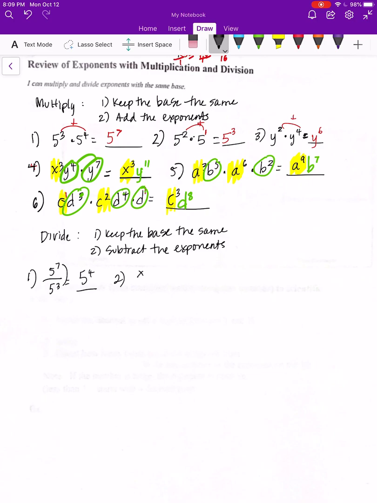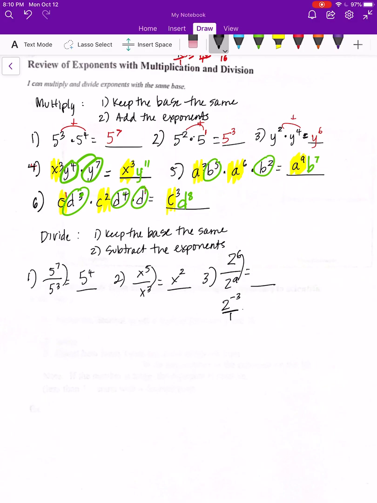Number 2. X to the 5th over x to the 3rd. Keep the base the same. 5 minus 3 is 2. You could have numbers: 2 to the 6th over 2 to the 9th. Uh-oh. That's where we have a little bit of work. I'm going to write it down here. This would be 2 to the 6 minus 9, which would be negative 3.